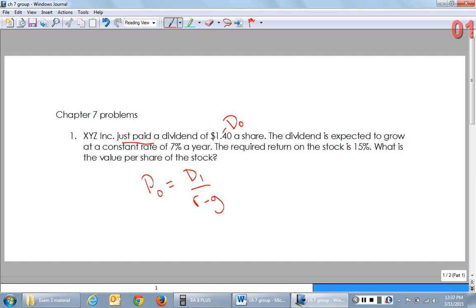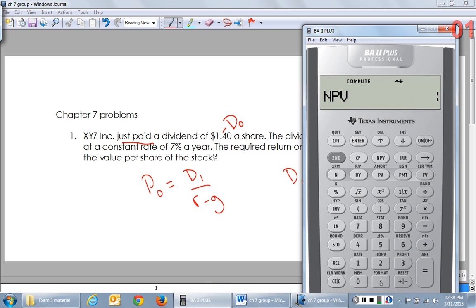We can first calculate D1. D1 is equal to the last dividend paid times 1 plus the growth rate. That's $1.40 times 1 plus the growth rate of 7%. So $1.40 times 1 plus 7% is $1.50.